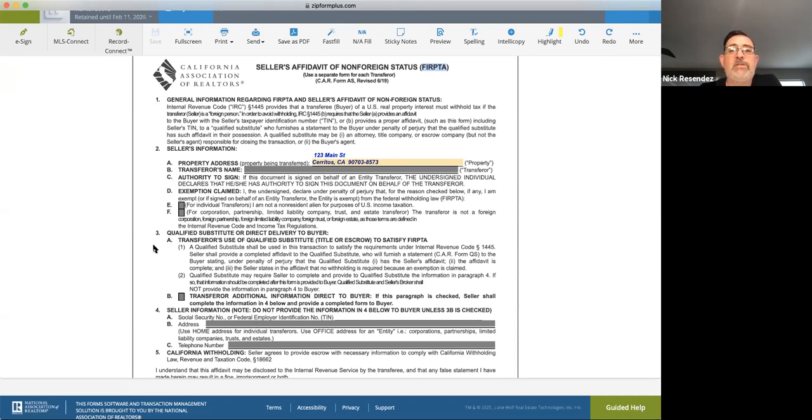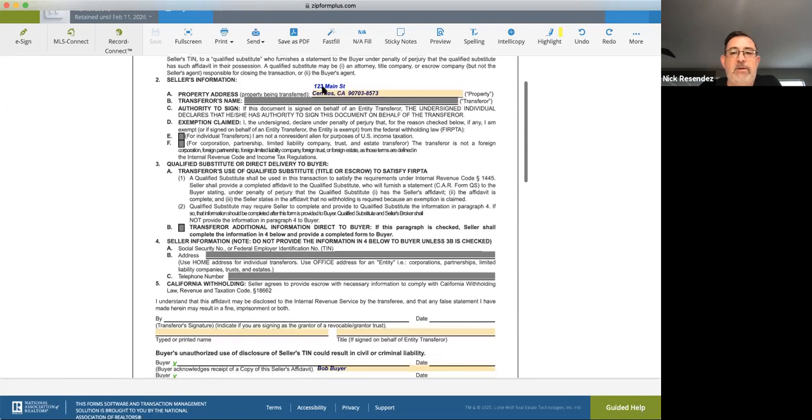Escrow will figure out what that number looks like. But here's the thing. It's the buyer's responsibility to obtain this affidavit from the seller to discern whether they need to do the withholding or not. And it's pretty simple. It asks for the seller's information, and then there's two check boxes. One of them says, I am not a non-resident alien, or I am not a foreign corporation.